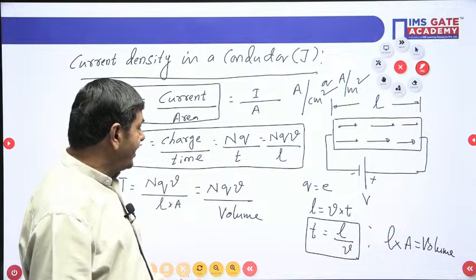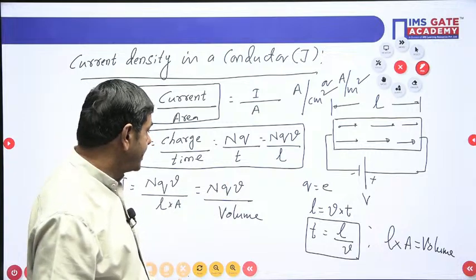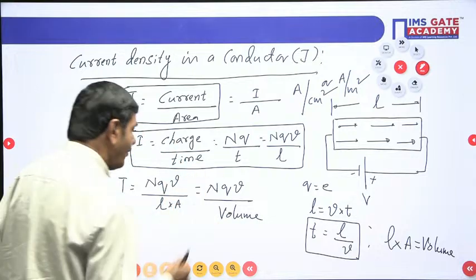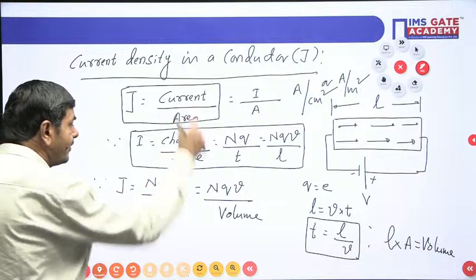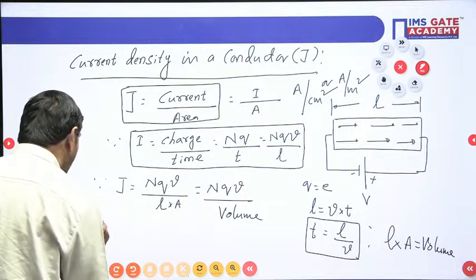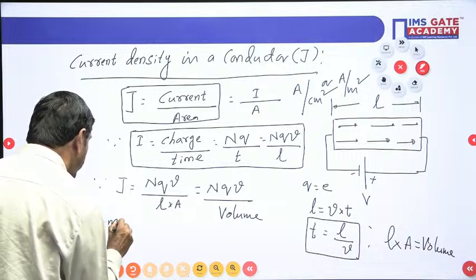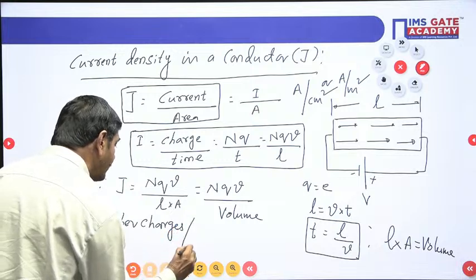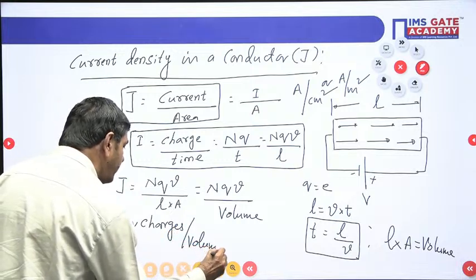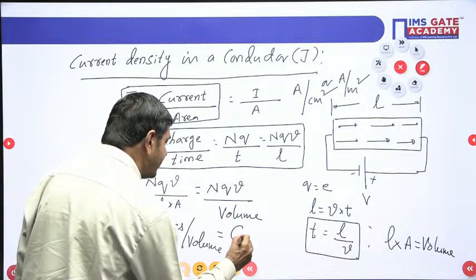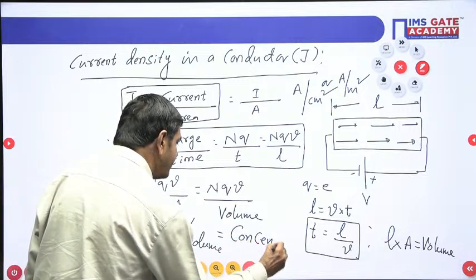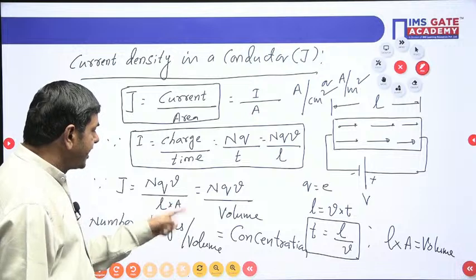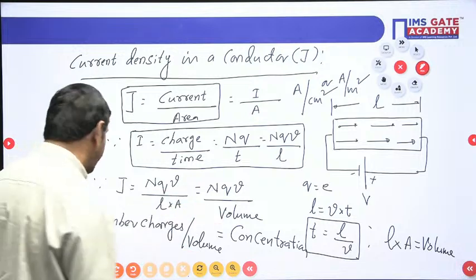We know one more formula we can get from this EDC subject. Number of charges per volume equal to concentration. One more formula that is very important, because in the problems every formula is useful. Number of charges per volume equal to concentration. There is one formula. You must mark up this formula, concentration. So, number of charge carriers per volume is N per volume, capital N by volume.